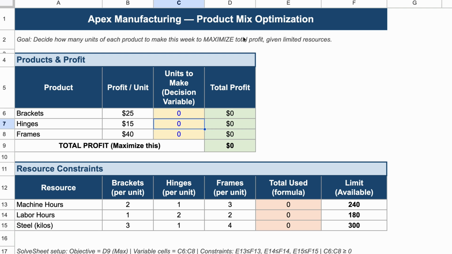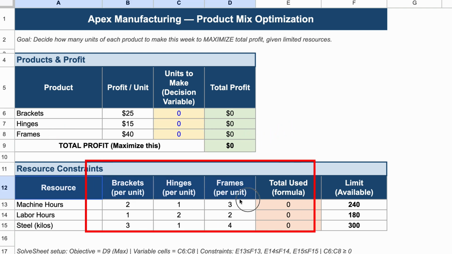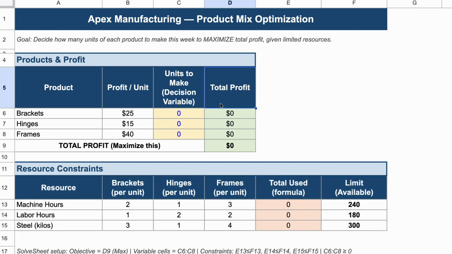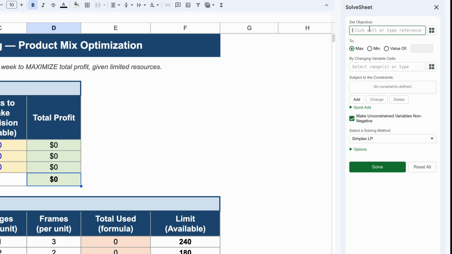So in this case, we want to figure out how many brackets, hinges, and frames to make in order to maximize our profits. And the amount that it costs to make them is down here. We'll talk about that in a second. But our objective is to maximize profits, right? So the total profit is in cell D9. So our objective lives in D9, and it is to maximize the value of that cell. So we'll leave this clicked on max.